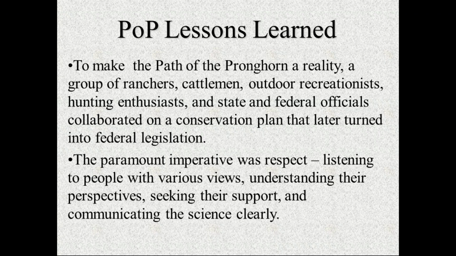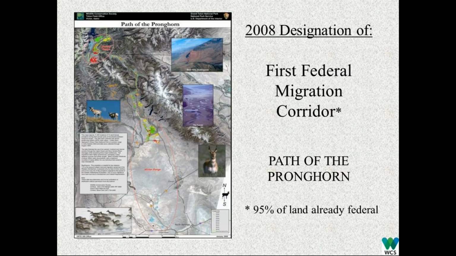And really the paramount imperative was respect. And that was listening to people with various views and understanding their perspectives to gain their support, but also communicating the science clearly. And what happened as a result of this in 2008, we had the designation of the first federal migration corridor in U.S. history, and that was the path of the pronghorn.